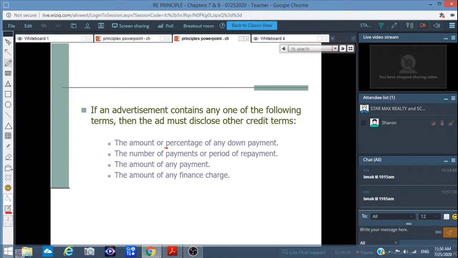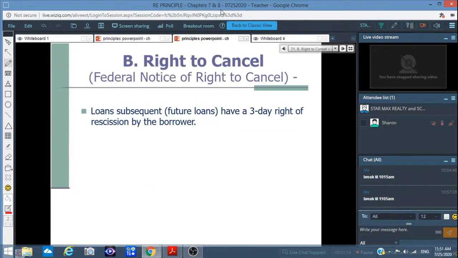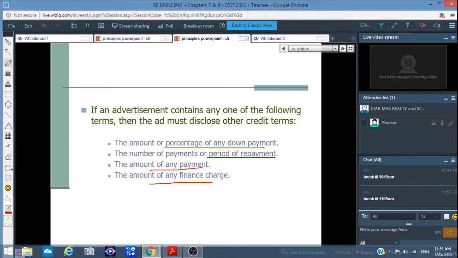If an advertisement contains any of the following terms, then the ad must disclose other credit terms. Okay. Amount or percentage of down payment. Okay. 这个首付，OK，又提出来。Number of payments. Okay. Like 30 years, right? 这个多少个 payment？360个还是180个？OK，这是30年还是15年？The amount of any payment, principal, interest, right? Interest or payment or principal payment, okay? Or amount of any finance charge. You can say underwriting fee, right, etc. Or origination fee, loan processing fee, okay? All those are finance charges. Or simply, right, you just mention APR.